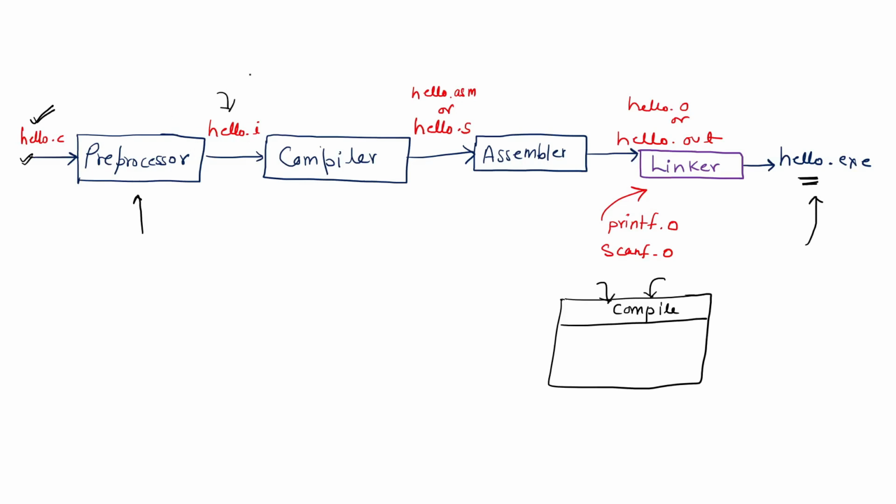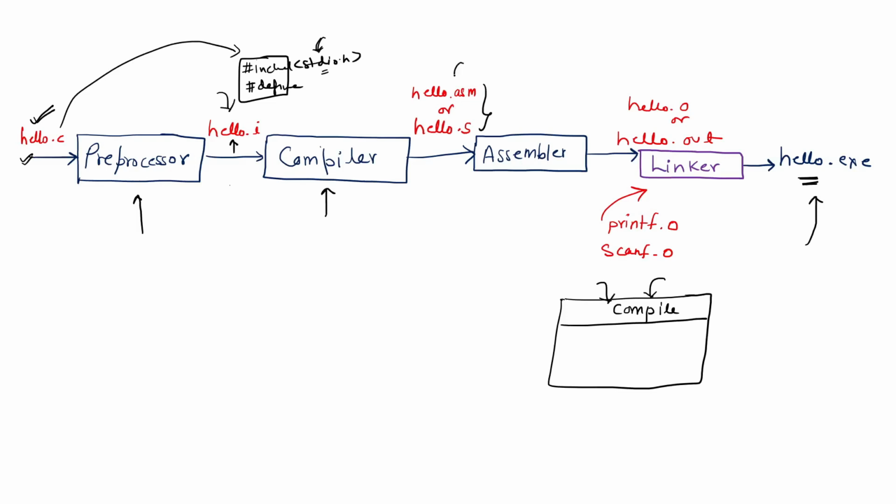This will have the hash include stdio.h, which is present in our hello.c file. So stdio.h will be replaced by its code using the preprocessor, and the preprocessor will also replace the macros which are written using the hash define. After we have got this hello.i, this file will be given to the compiler. Then the compiler will convert this file into an intermediate file, either hello.s or hello.sm. It depends on the compiler.